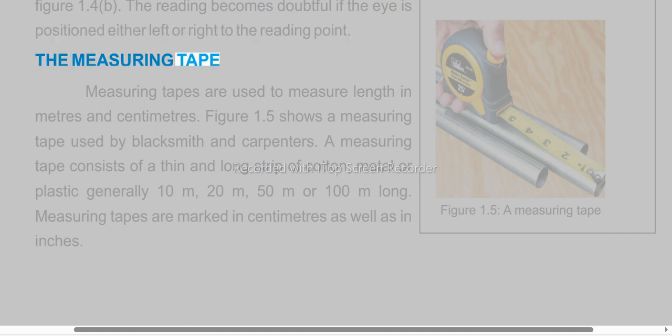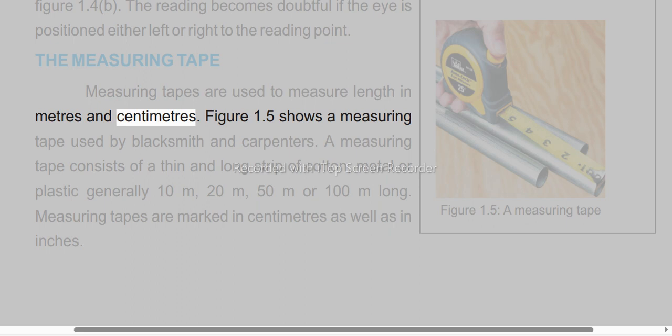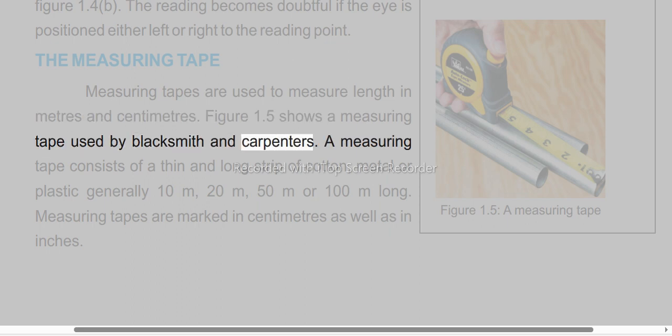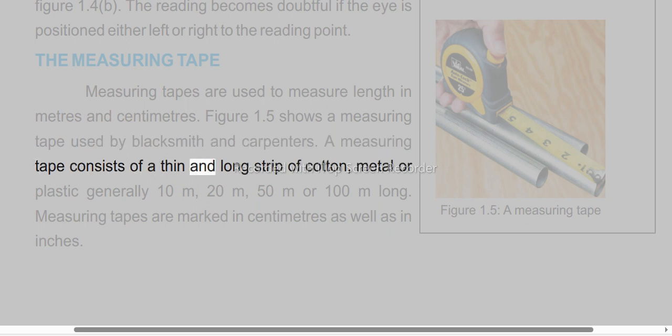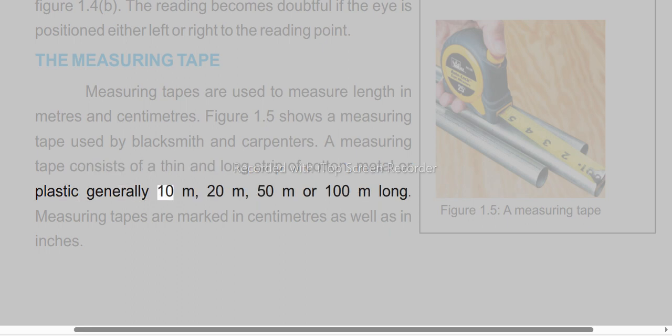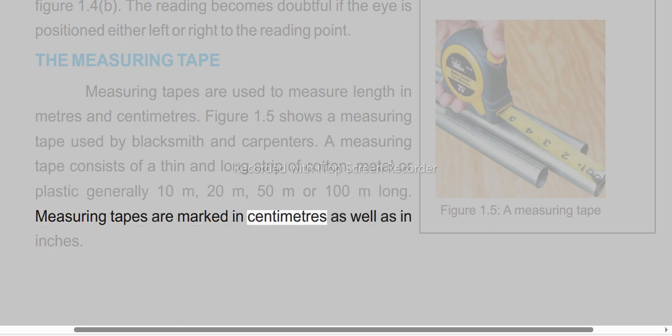The measuring tape. Measuring tapes are used to measure length in meters and centimeters. Figure 1.5 shows a measuring tape used by blacksmiths and carpenters. A measuring tape consists of a thin and long strip of cotton, metal or plastic, generally 10 m, 20 m, 50 m or 100 m long. Measuring tapes are marked in centimeters as well as in inches.